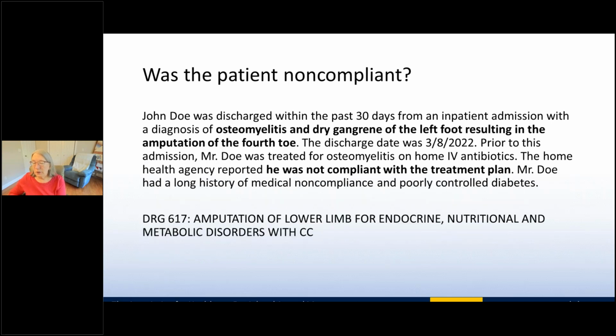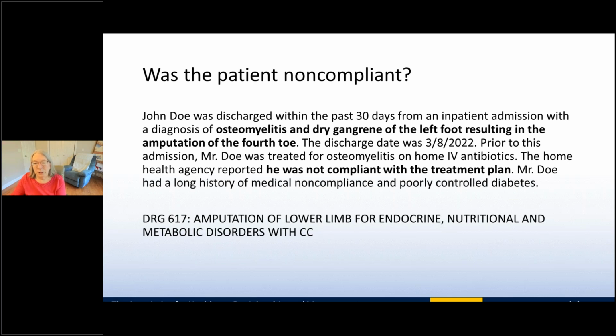Okay, so that's our first one. Let's do our second one here. Was the patient non-compliant? This one I thought was really interesting. This was a young guy in his 30s who was discharged within the past 30 days from an inpatient admission with a diagnosis of osteomyelitis and dry gangrene of the left foot, resulting in amputation of the fourth toe. Discharge date was March 8th of 2022.